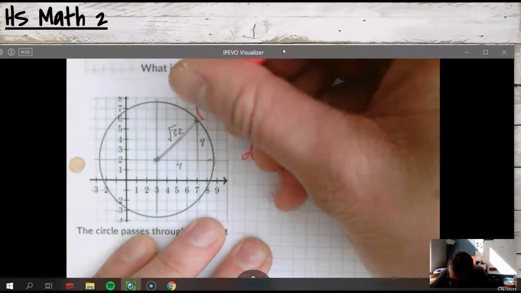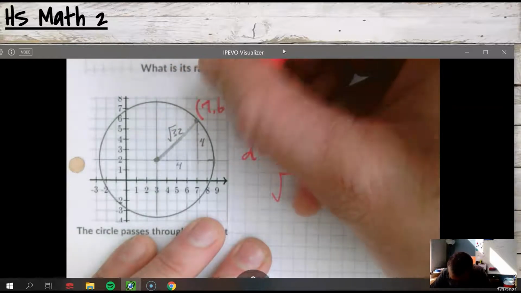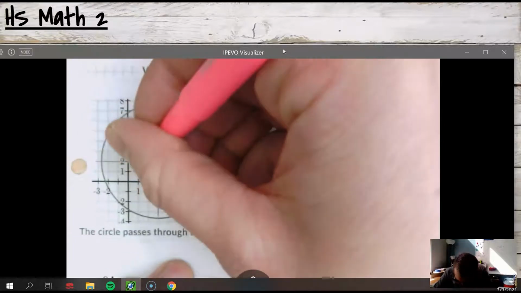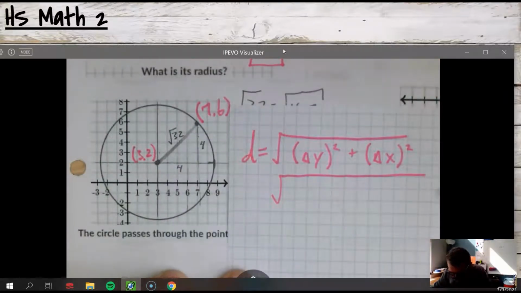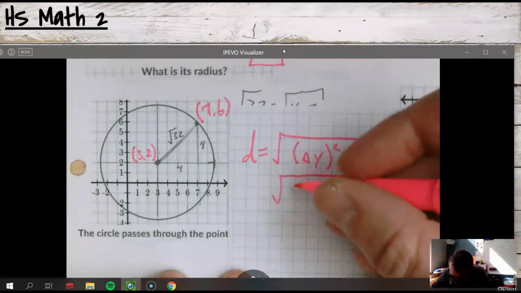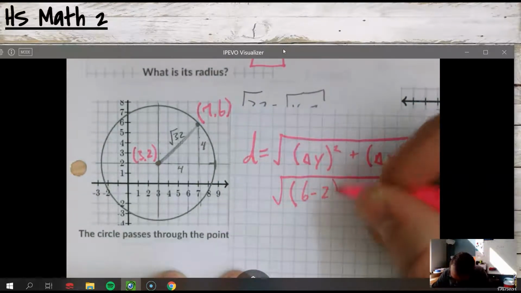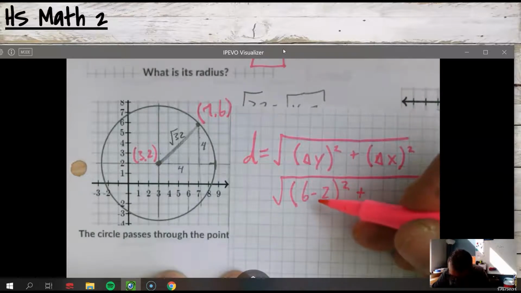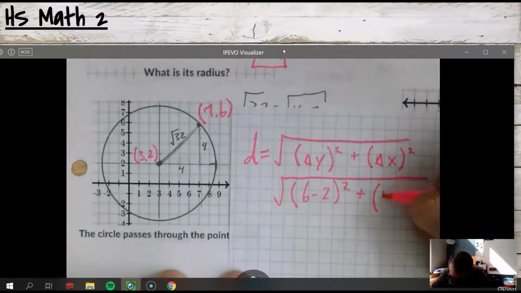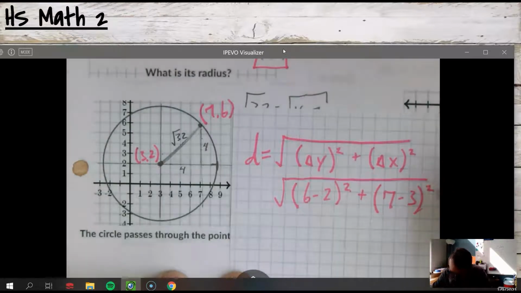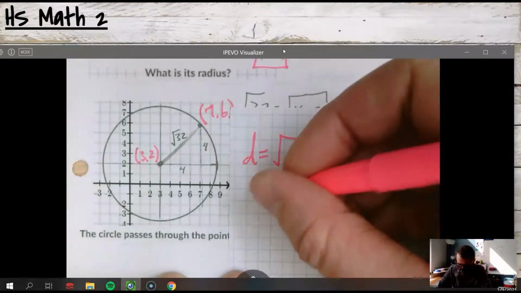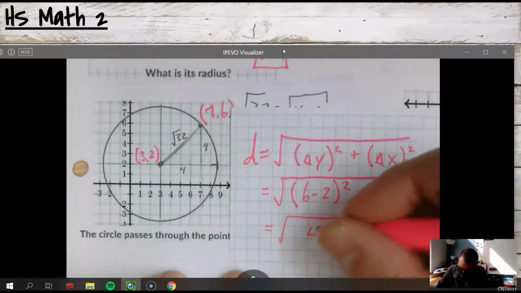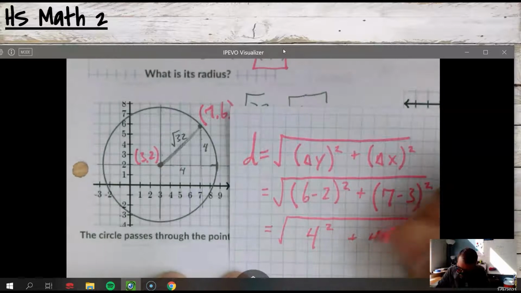So if this is 7, 6, and this is 3, 2. Well, my delta y, 6 minus 2. My delta x. That was my delta x. No, yeah, that was my delta y. Four squared. Oh, hey, look, it's the same thing.